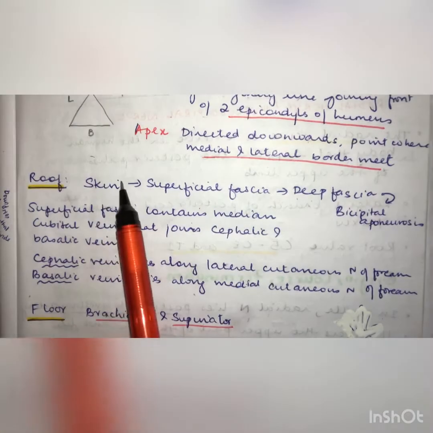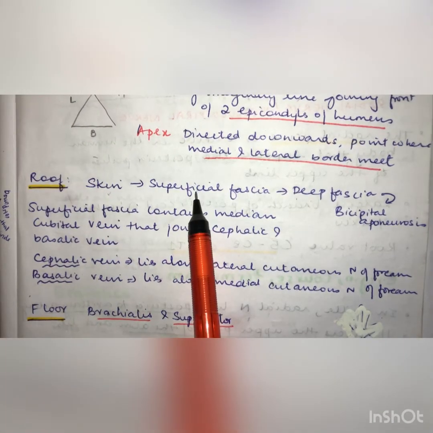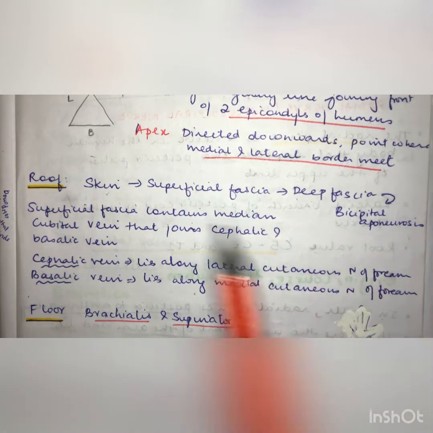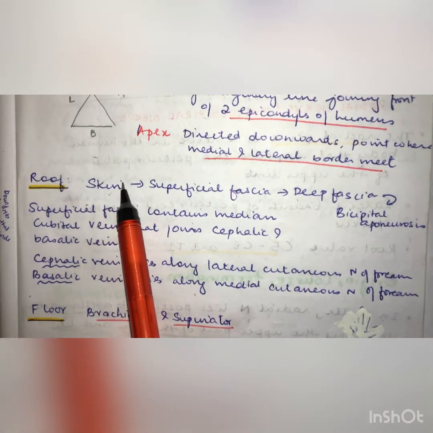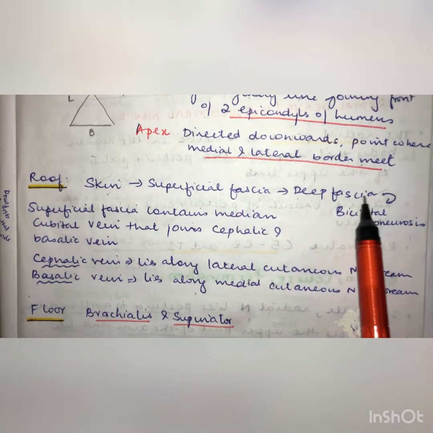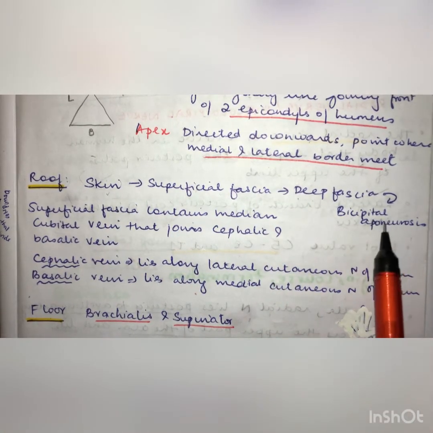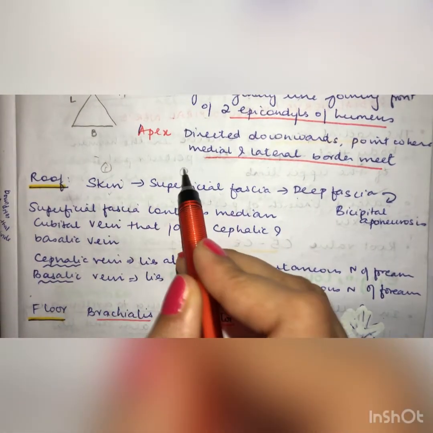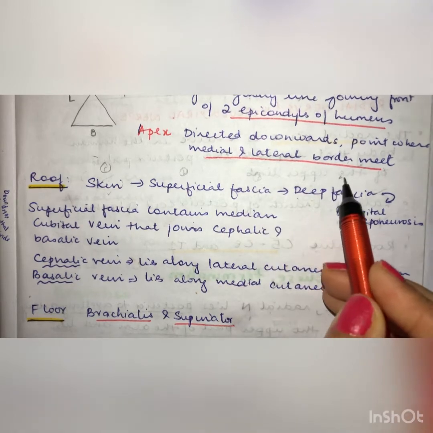The roof has skin, superficial fascia, deep fascia and bicipital aponeurosis. The skin is the outermost, beneath that is the superficial fascia, beneath that is the deep fascia, and then we have the bicipital aponeurosis. So 1, 2, 3 and 4.